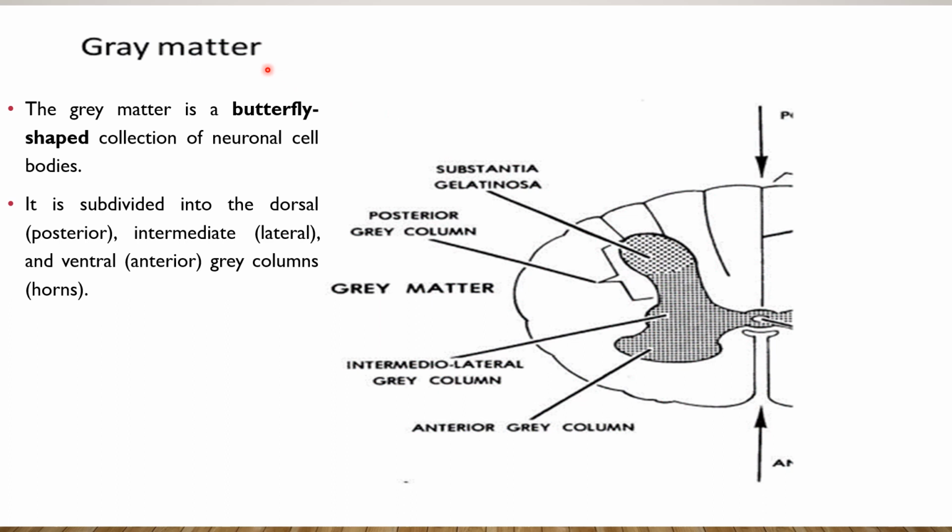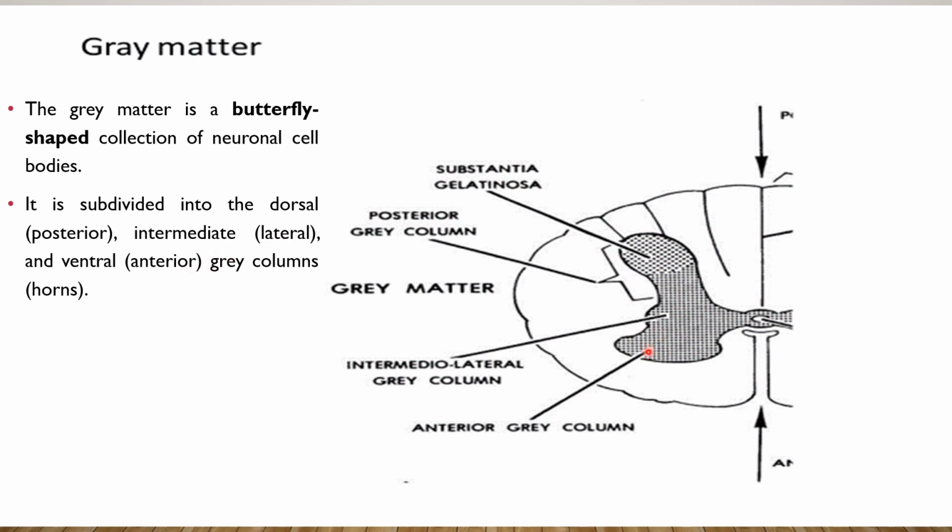About the grey matter of the spinal cord, as we have seen, it is butterfly shaped. It is a collection of neuronal cell bodies. It is further subdivided into dorsal or posterior column, intermediate or lateral column, and ventral or anterior grey columns. Columns are otherwise called horns. We will say dorsal horn, intermediate horn or anterior horn, respectively posterior, lateral and ventral.